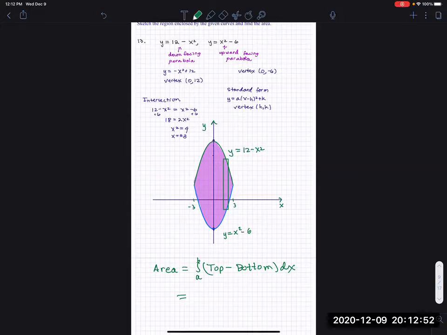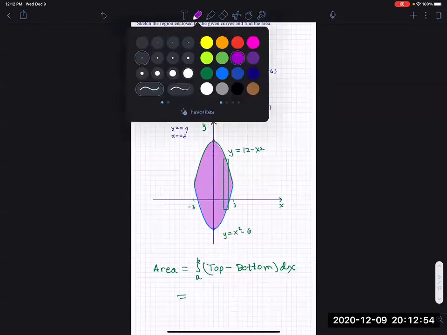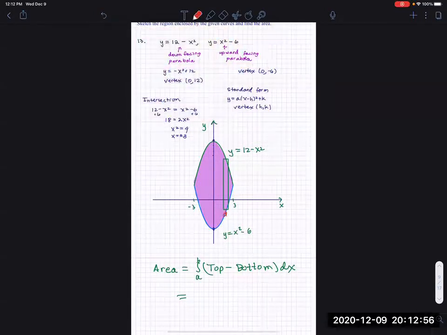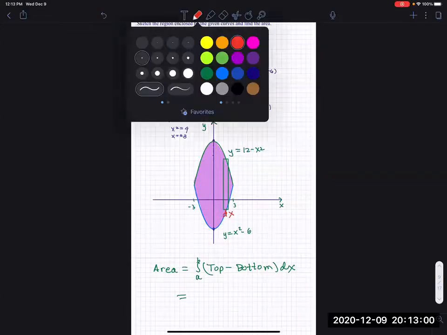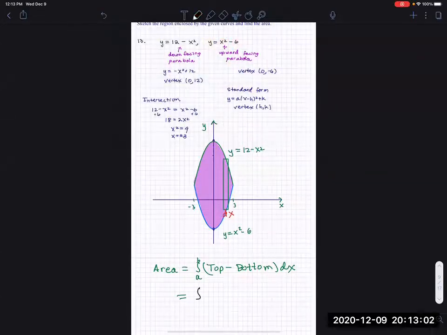So the thickness of this rectangle is important for us to know. That's dx, the thickness of dx. All right. So what are our functions? We're going from -3 to 3. We look at x values. On the top is 12 minus x squared. On the bottom is x squared minus 6, dx.